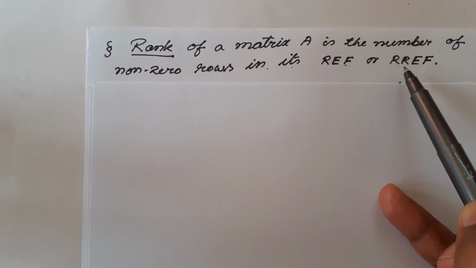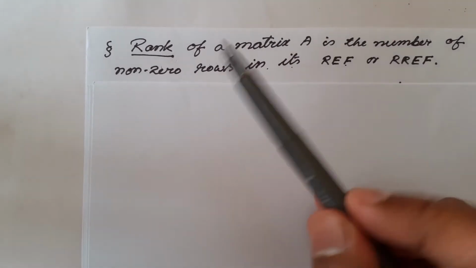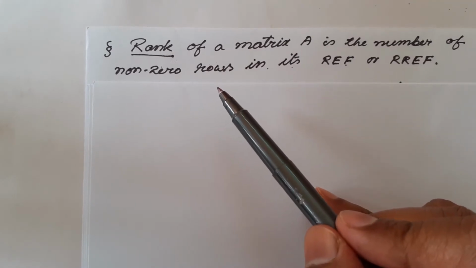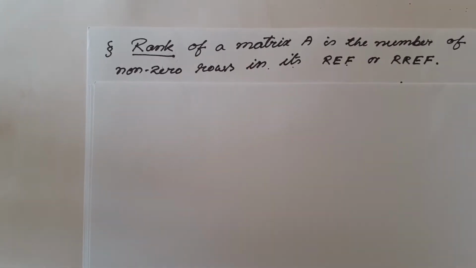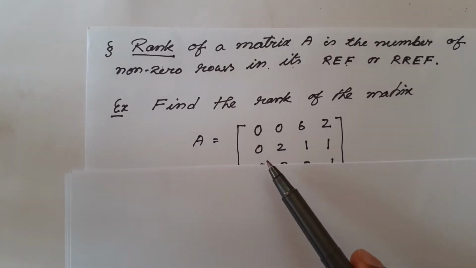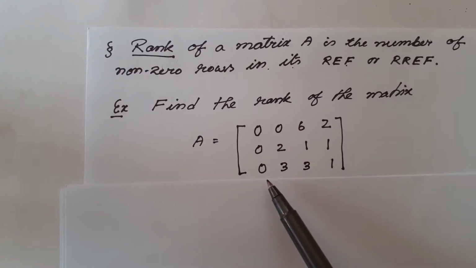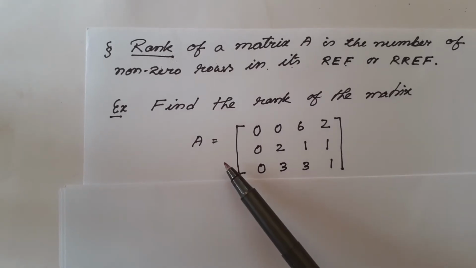But if I ask you now to get the rank of a matrix, you just reduce that matrix to its row echelon form, count the number of non-zero rows it has, and that number will be the rank of the matrix. Let's go to an example first. Say, find the rank of the matrix whose first row is 0, 0, 6, 2, second row is 0, 2, 1, 1, third row is 0, 3, 3, 1. So I want to know the rank of this matrix.